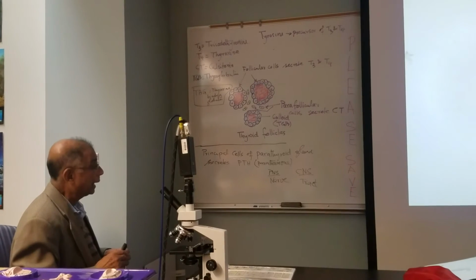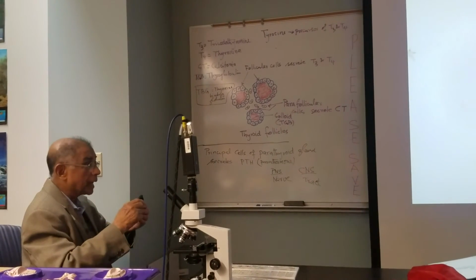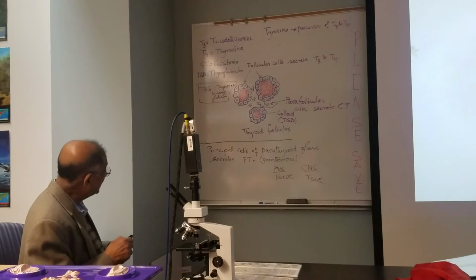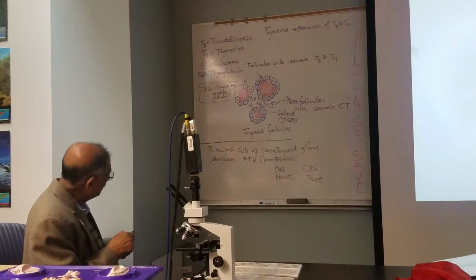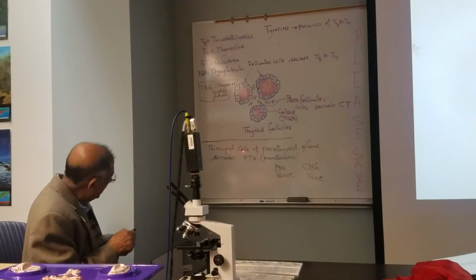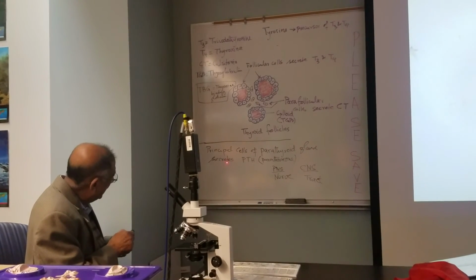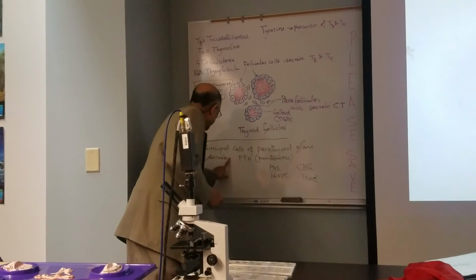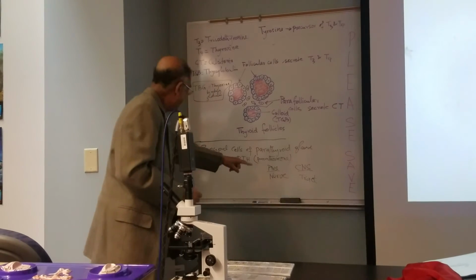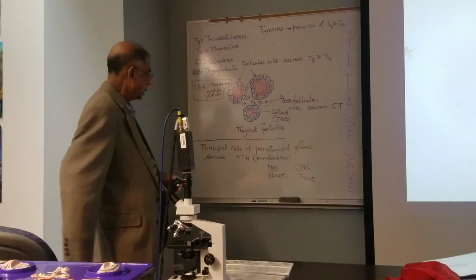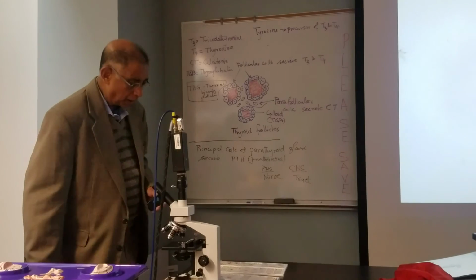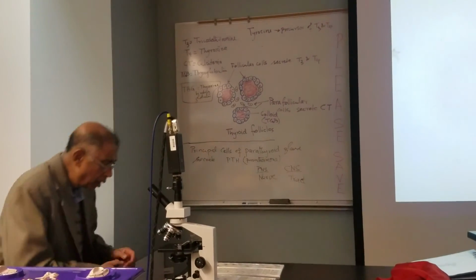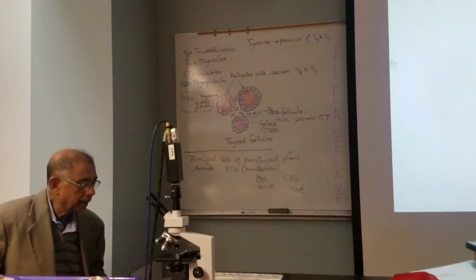But anyway, on the posterior side of thyroid gland are parathyroid glands, and the principal cells of parathyroid gland secrete parathyroid hormone or parathormone or PTH. So I'm going to show you thyroid gland and parathyroid gland.